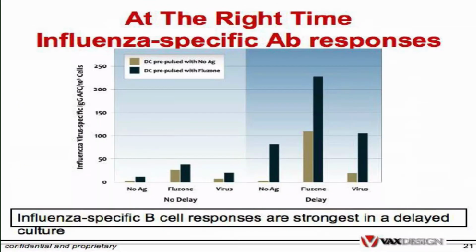Showing you some data with influenza-specific antibody responses, by delaying our culture system as to when we put the antigen or the dendritic cells that are pulsed with antigen with the B cells in the system, we see that for Fluzone or for virus alone, we get a much higher response in delaying the addition of these cells to the culture. So we're trying to mimic what happens in vivo.